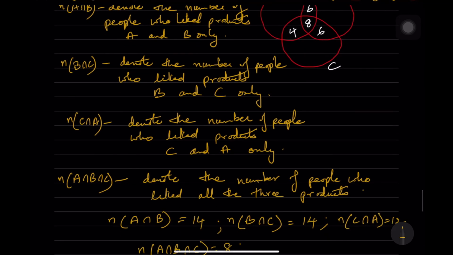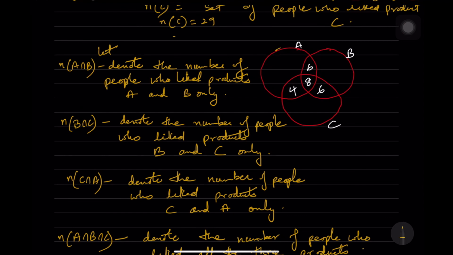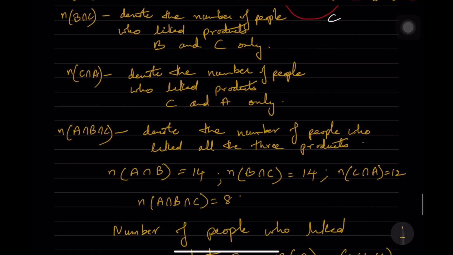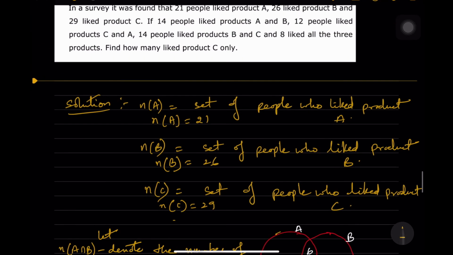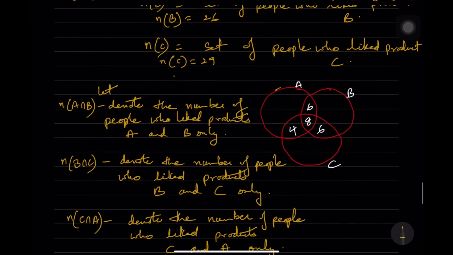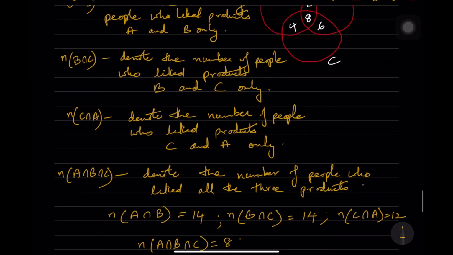So how many of them liked all three products? 8 of them liked all three products. So n of A intersection B intersection C is equal to 8. Now we have to find, from the question, how many like product C only. So for product C, all the intersection parts we have to subtract. We know the number of people who like product C is 29. We have to remove all those intersection parts, that is 4 plus 6 plus 8.